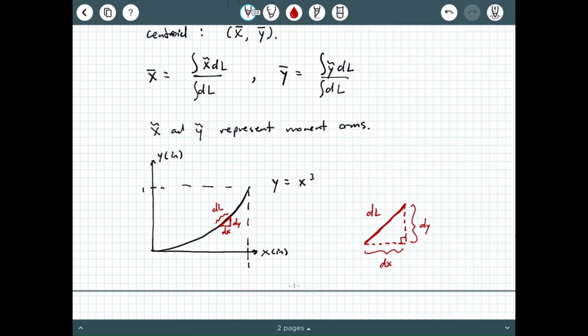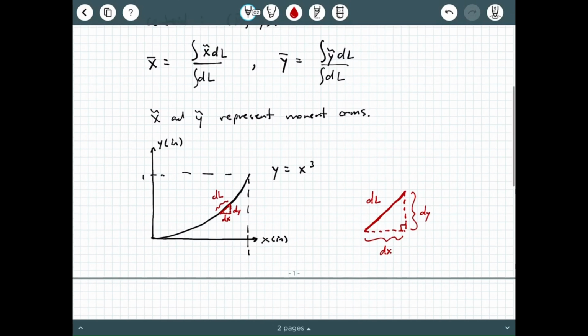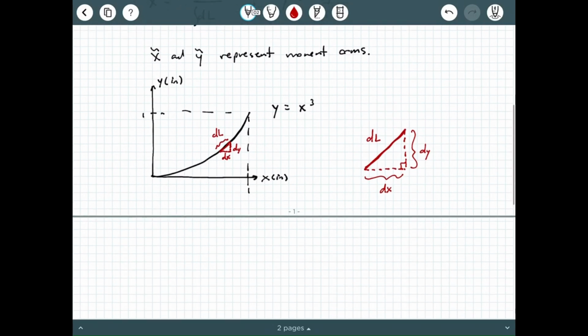If it's a right triangle, we can relate these sides using the Pythagorean theorem. So we can say dL equals the square root of dx squared plus dy squared. All we're doing is applying the Pythagorean theorem to this differential triangle. Even though it's a teeny tiny differential triangle, it's still a right triangle, so the Pythagorean theorem still governs.